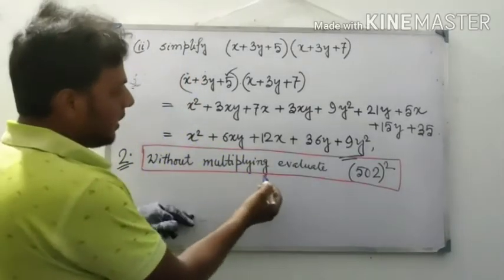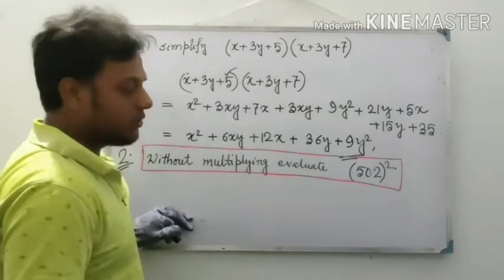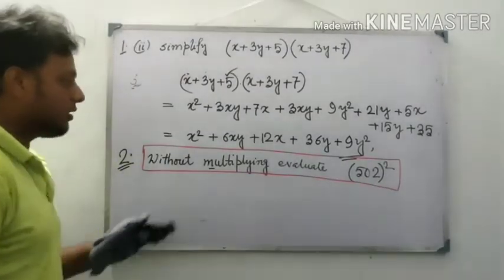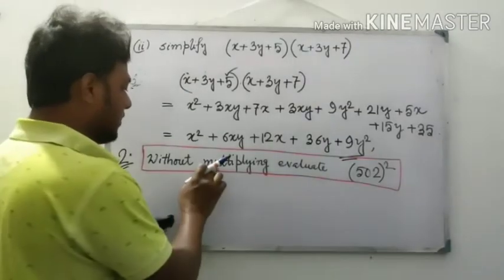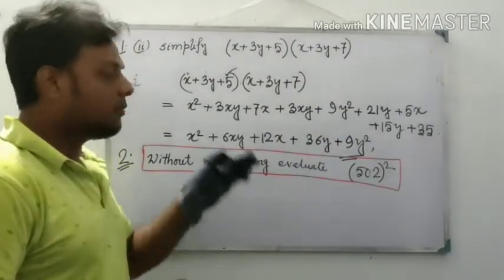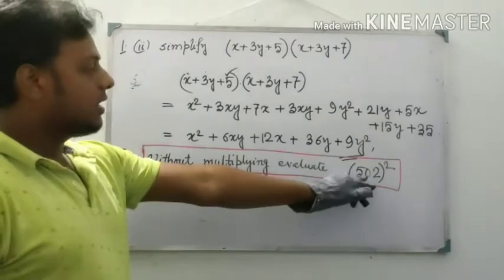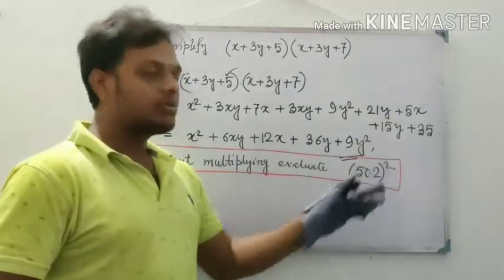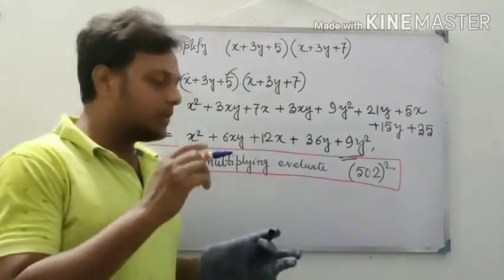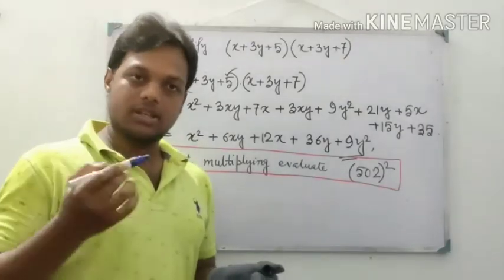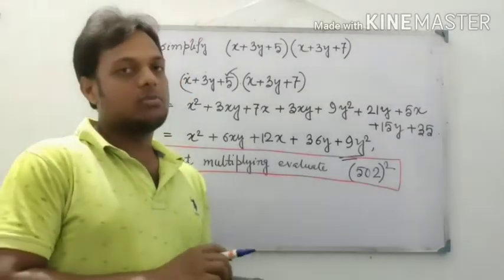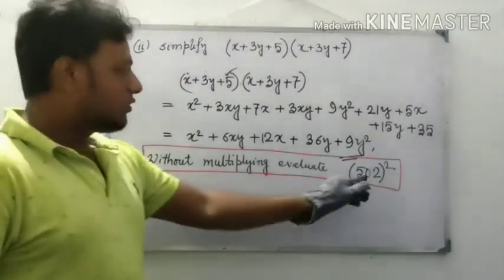Next, second problem. Without multiplying, evaluate 502 square. Without multiplying means there is a restriction that you have to solve without multiplication. 502 whole square is there. If anyone multiplies 502 with 502, then he or she will get the answer, but without that multiplication you have to solve it. So how will I solve?